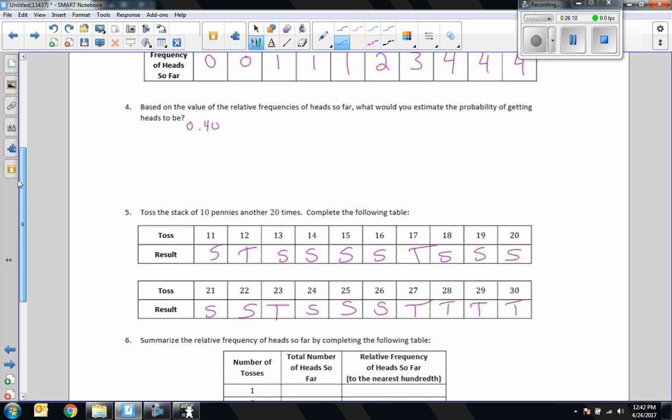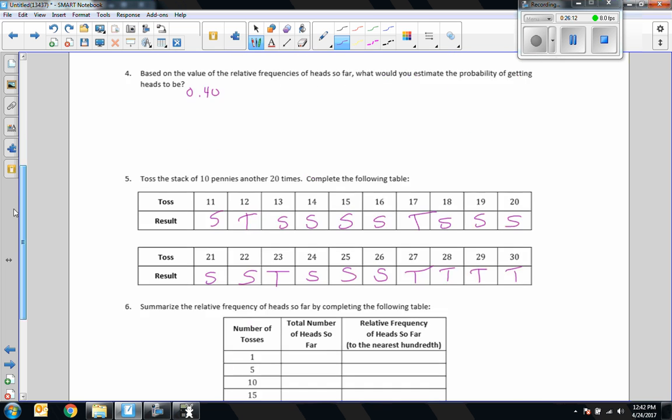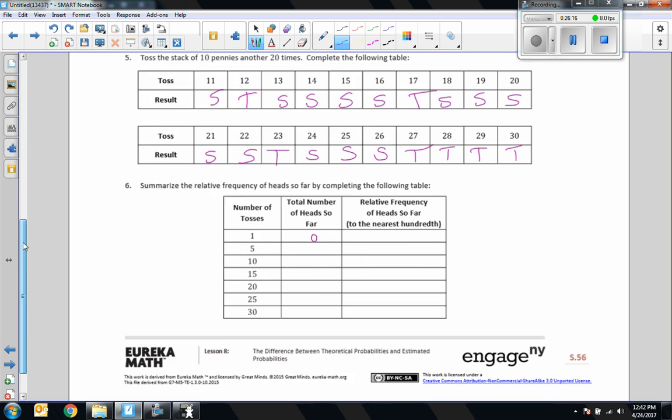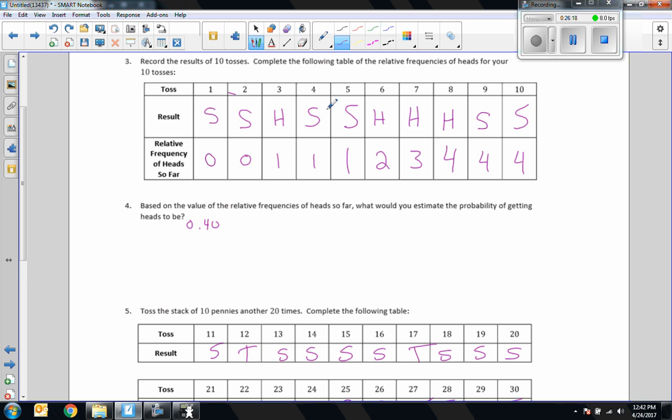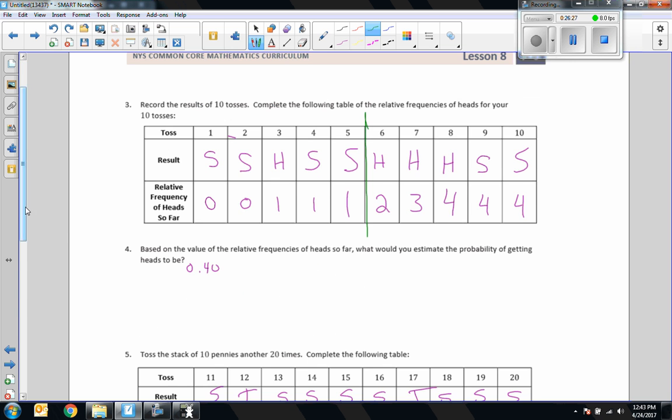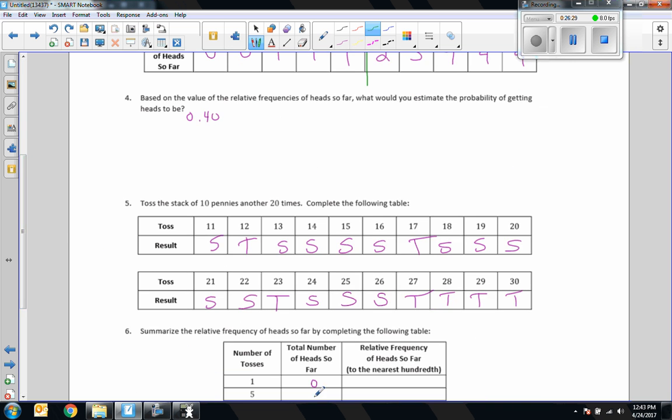Number of tosses, 1. So if I go up here, my first toss was a side, so that was 0 heads. When I got to 5, 5 is right here, let me change colors, I had 1 head. Oops, down here, not the next page. It's going to be 1.